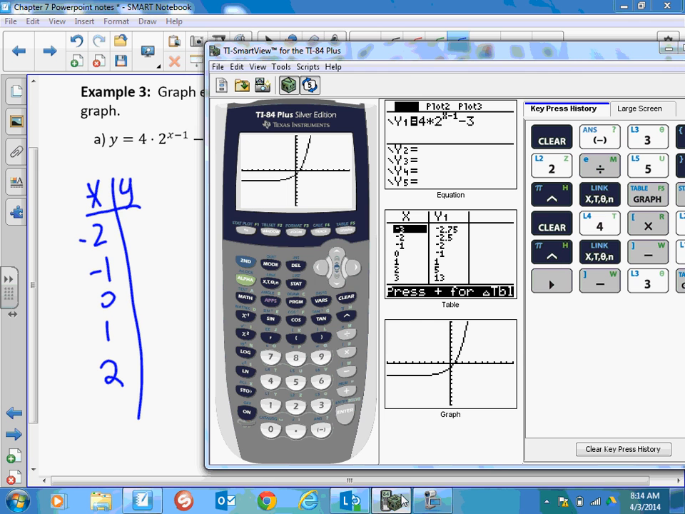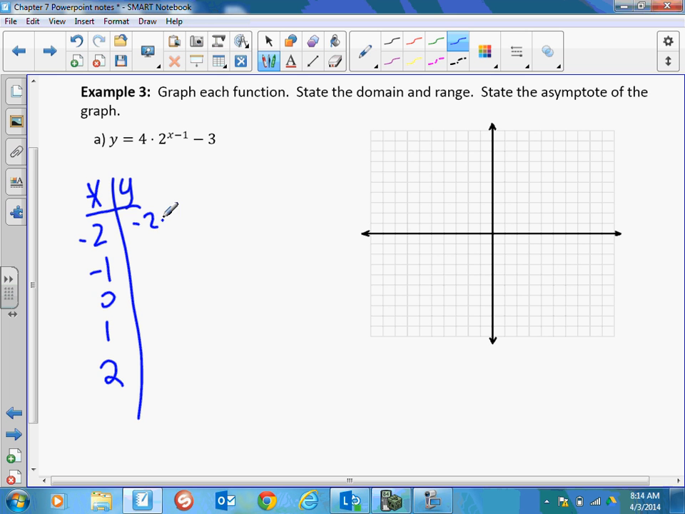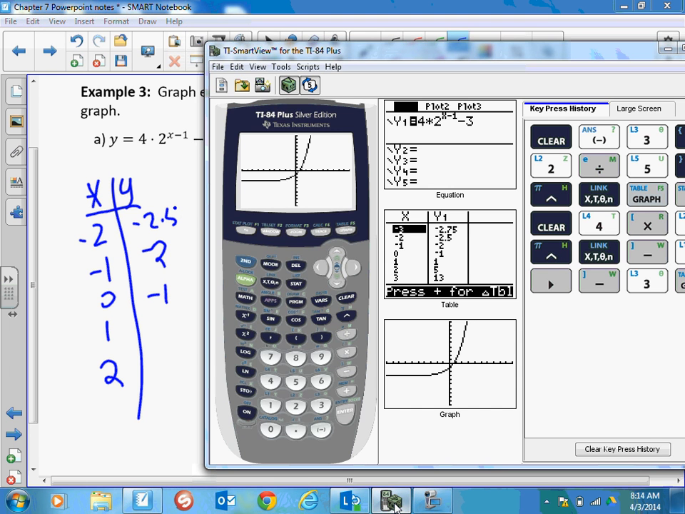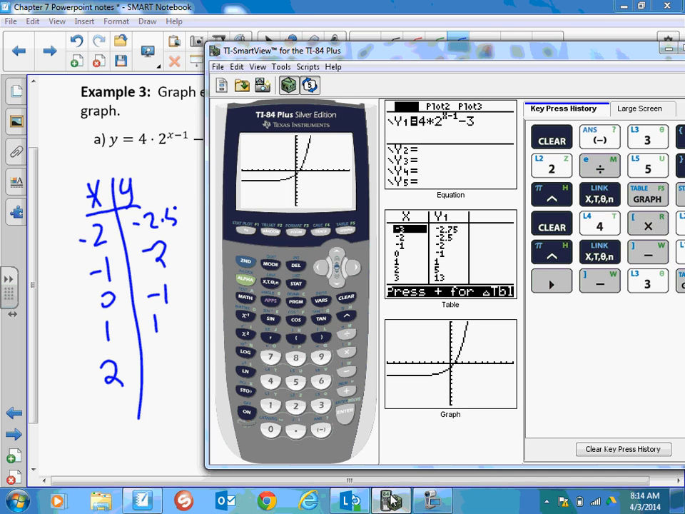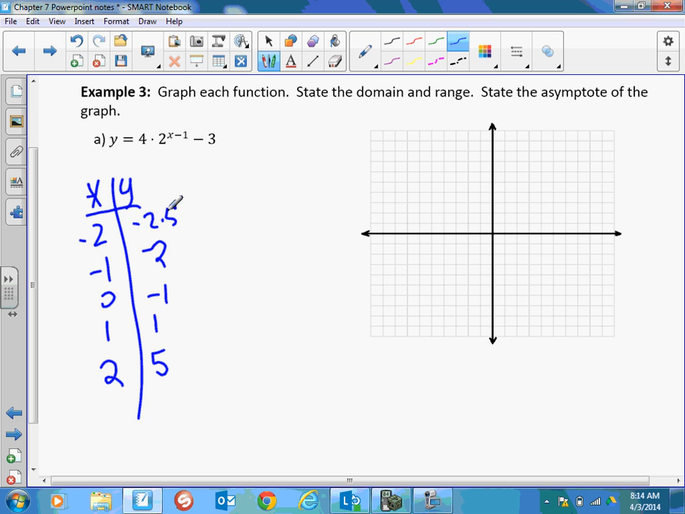Okay, so you got negative 2.5, negative 2, negative 1, 1, and 5. Negative 2.5 would be about right here. Negative 1, 2, 0, negative 1, 1, 1, and 2, 5. Okay, so now you can see what the graph is supposed to look like.